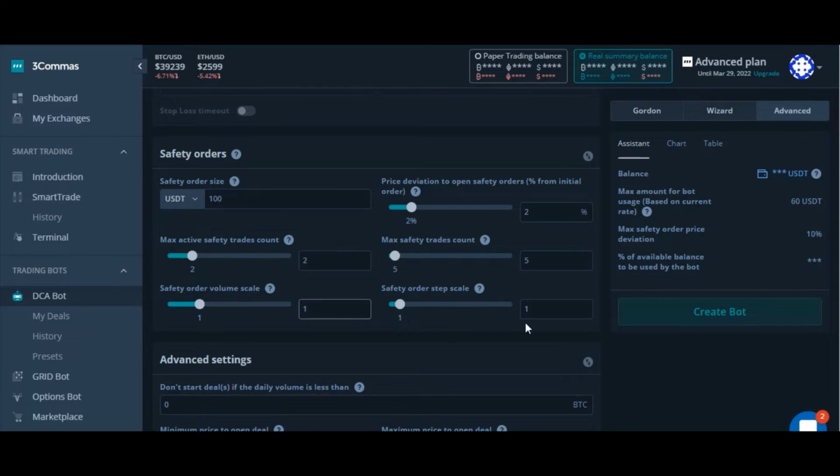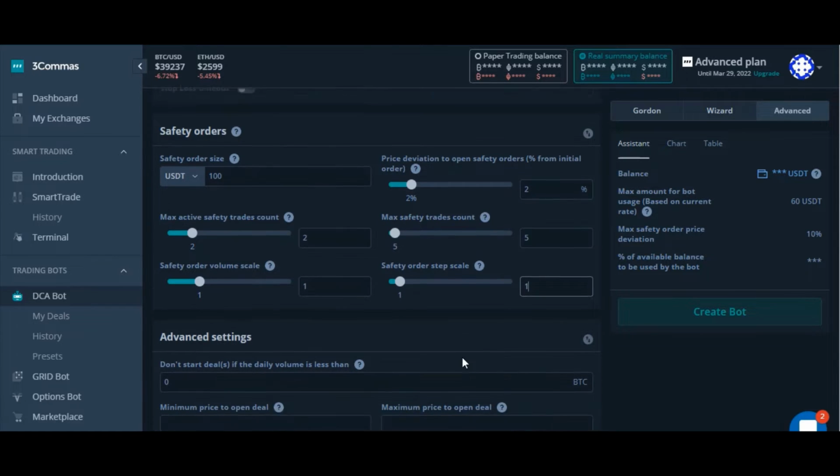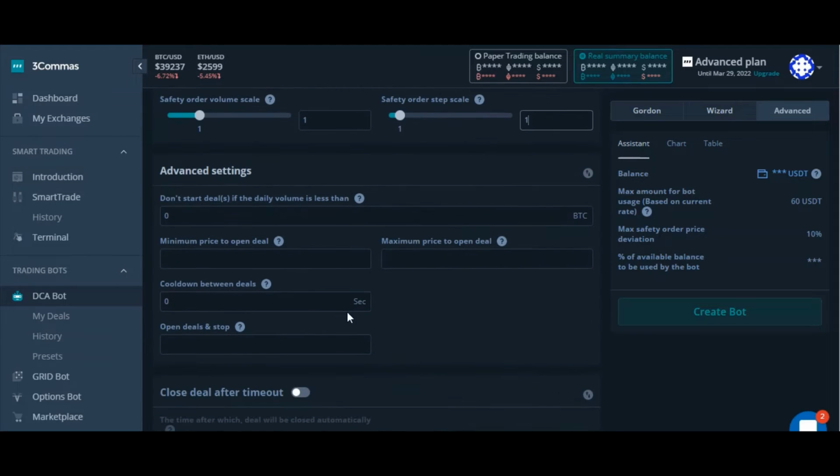Safety order step scale also 1, right? Step scale means now the first step is 2% down. For the next one, if you keep 1 here, it means again 2% down, but if you keep 2 here, it will multiply by 2 every time a safety order is used, right? I just keep 1. And there are some advanced settings.